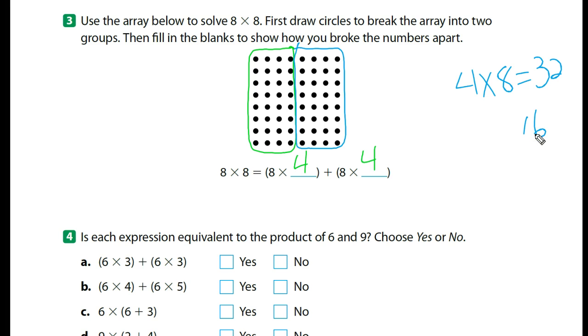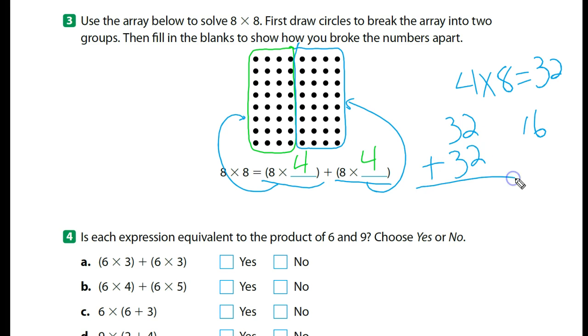I don't have 16 dots. This first one right here is for this group. The second one is for this group. And then I add them together. So I have 8 times 4 is 32, plus 8 times 4 again is 32. If I add all these together, I get 64, because I want to know the total of all the dots. See?